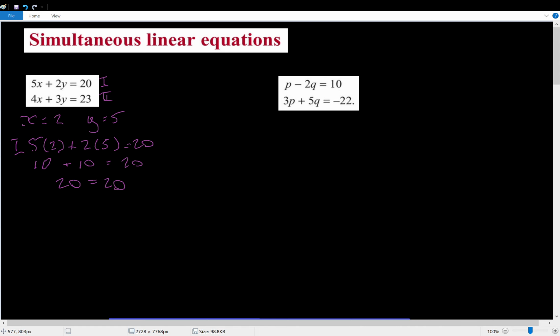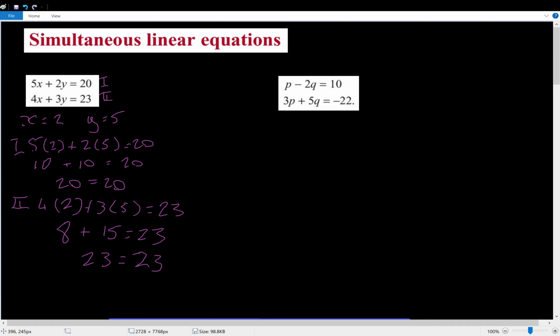Okay, so it satisfies equation 1, but will these solutions satisfy equation 2 as well? We can check that out. Instead of 4x plus 3y, we're going to have 4 times 2 plus 3 times 5, and we're going to check to see if that's equal to 23. Well, 4 2s are 8, 3 5s are 15, and 8 plus 15 is 23. So you can see that in this situation, the values 2 and 5 satisfy both equations, and that is how we know that they are an actual solution to this pair of simultaneous equations.